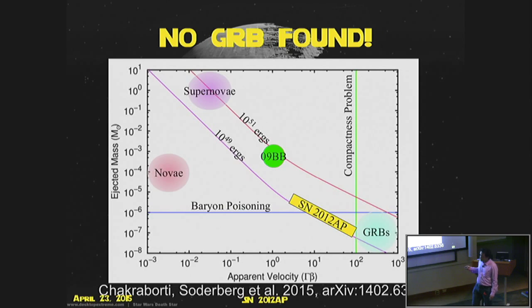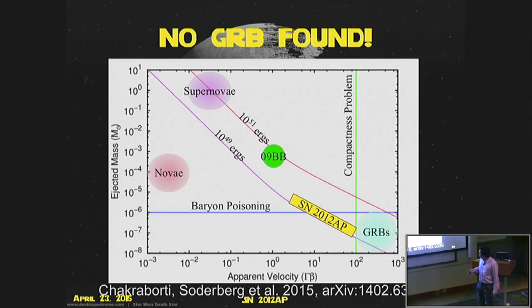This object is very fast. We saw its radio evolution, so we know that it's fast, which places it in between supernovae and GRBs. Supernovae, we know, go out at around 10,000 kilometers per second throughout a solar mass of stuff. And GRBs, on the other hand, are plugged here in the little corner because they have to be very fast to solve the pair production problem. They also cannot be poisoned by baryons, as I told you earlier. So GRBs are here, supernovae are here. This object is somewhere in between.